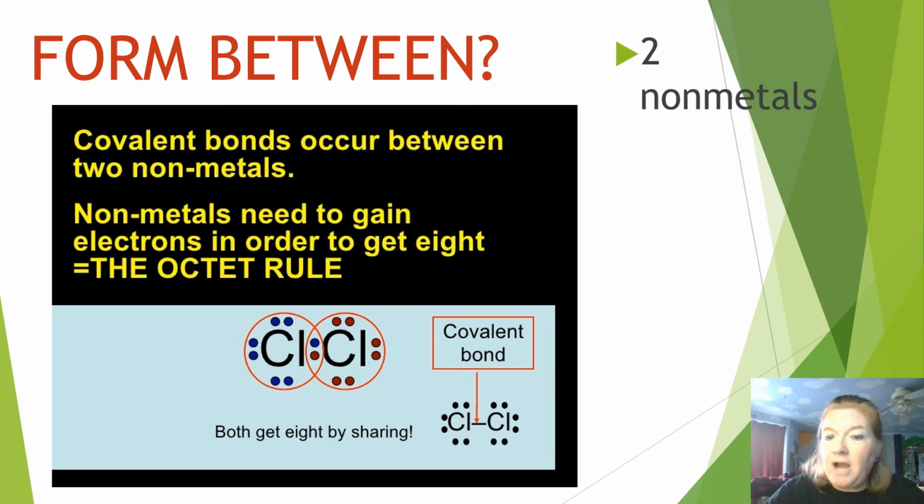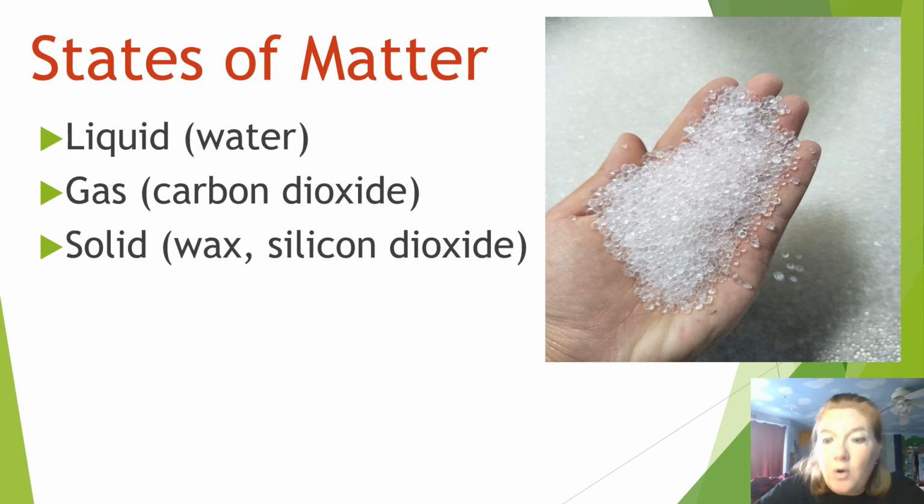So let's look at some properties. Well, what do they form between? 2 nonmetals. Could be 2 of the same nonmetal, but it doesn't have to be. Remember, we're looking to get the octet rule, 8 valence electrons, or the exception, 2 total. Covalent compounds are found in all states of matter, solid, liquid, and gas. So liquid, for example, water; gas, for example, carbon dioxide; solid, wax and silicon dioxide.